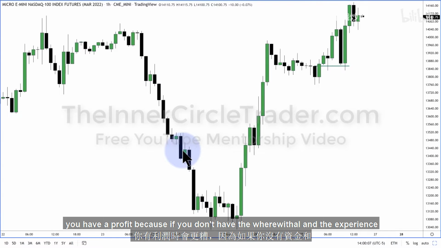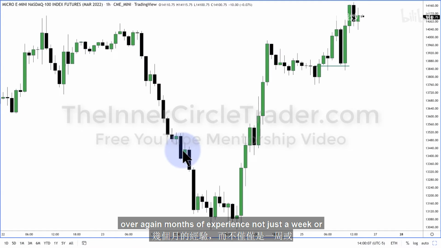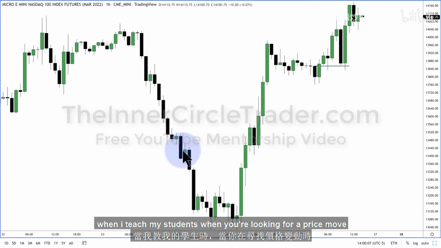It's worse when you have live account funds and you have a profit. Because if you don't have the wherewithal and the experience of submitting to these ideas and watching them come to fruition over and over again, months of experience, not just a week or a day, you're going to feel like you just want to collapse the trade.